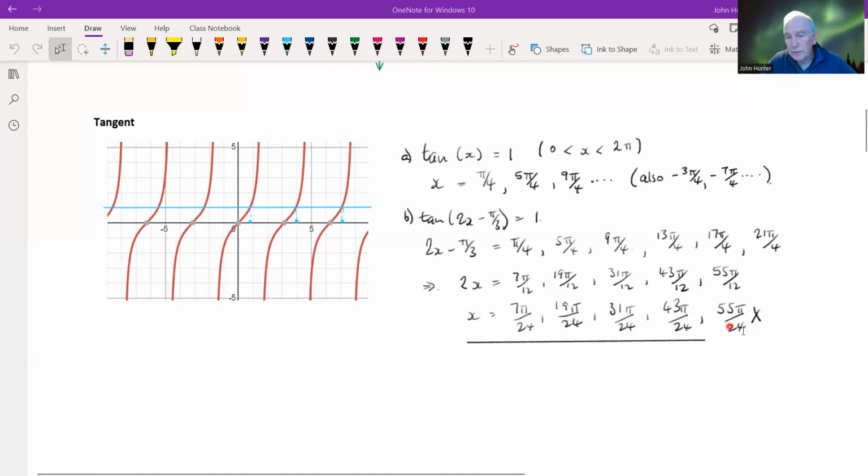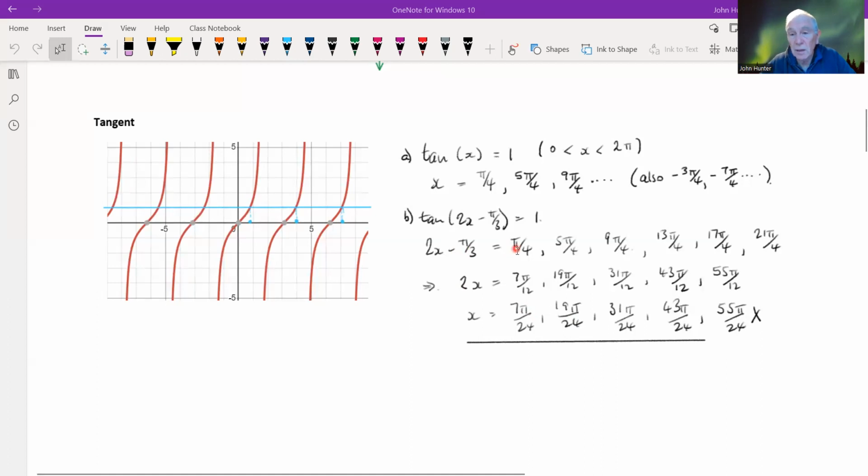Now I've got 55 pi by 24 here, but in fact, having got to this point, we realize this is actually outside the range that we're interested in. It's greater than 2 pi, so we can discard this. And very often, if we're dividing by 2, as we are in this case, we'll make sure we've got enough solutions such that when we divide down, we've got the ones we need. Okay, so that is the tangent.